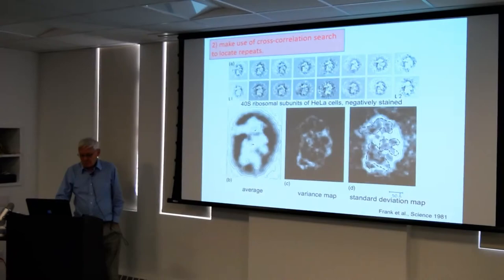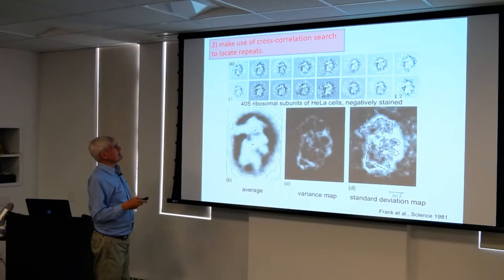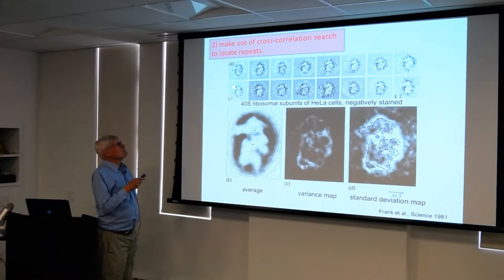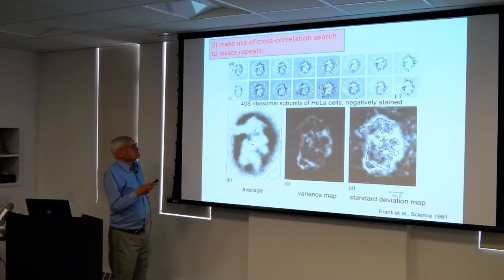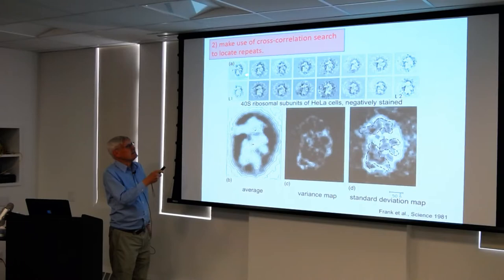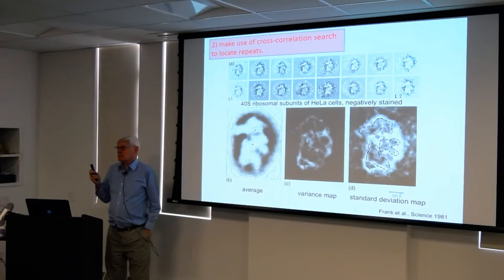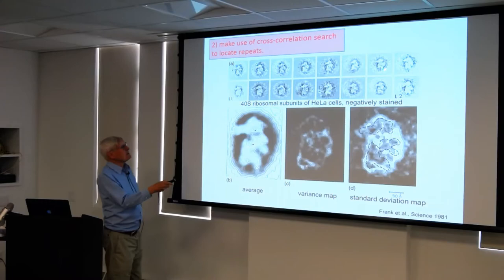Okay, so the second method which we employ with single particles is to make use of the cross-correlation search to locate repeats. Now here, this was one of the first exercises of this kind. This is a molecule of the 40S ribosomal subunit from HeLa cells. And the images had been picked and then rotated and shifted so that they all are in the same place in the image field, which means that any index here always refers to the same place in the molecule. This has been done by cross correlation.